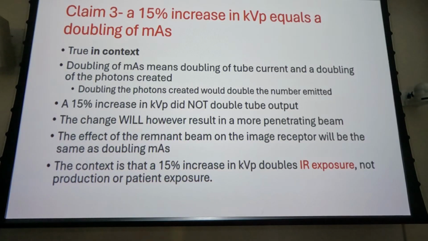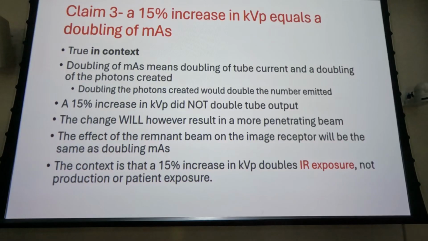So doubling the mass means doubling that tube output, right, tube current, which gives you a doubling of the number of X-ray photons that you create, and therefore emit. But the 15% increase in kVp does not double the tube output. It will change, however, how much penetration you have. An increase in kVp is going to give you more penetration. So that 70% increase in numbers, more of those numbers are going to penetrate.